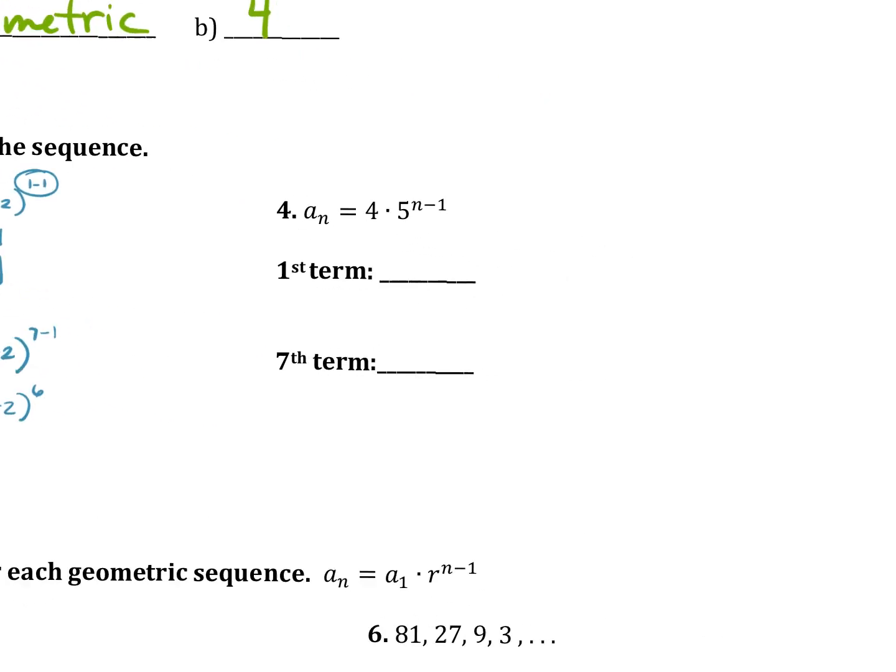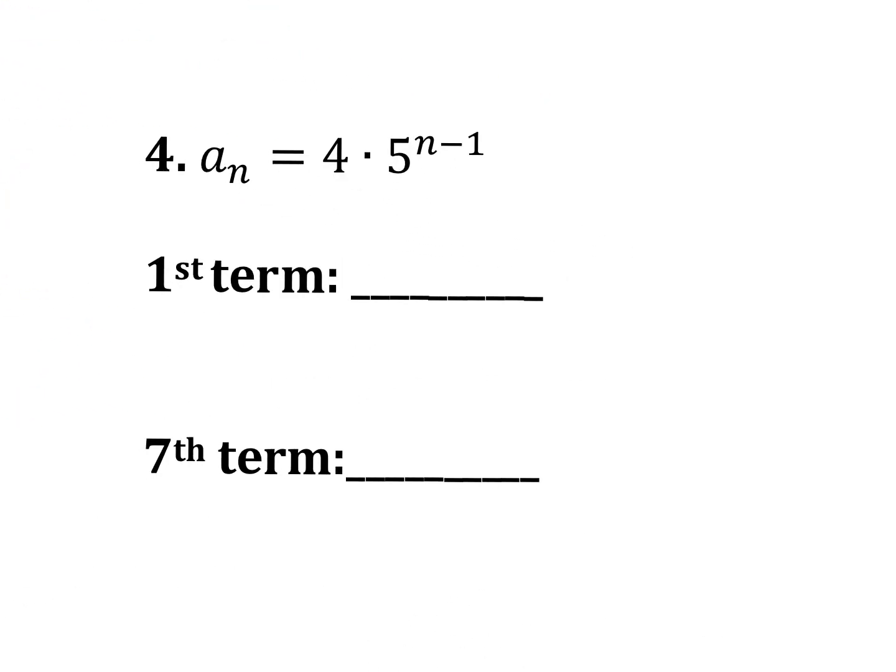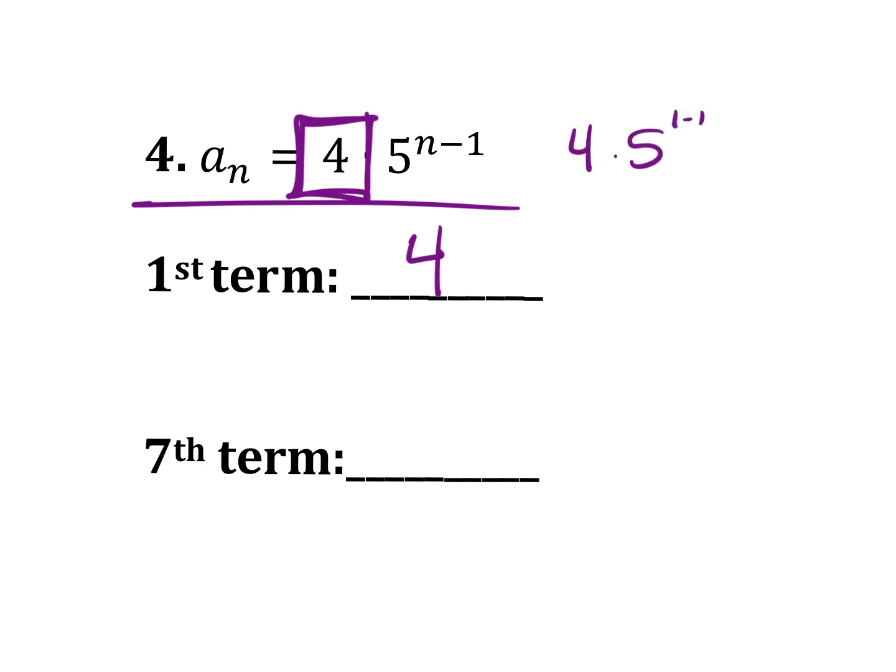Okay. Number 4. What is your first term here? What's your first term? 4. It's this number. Okay, it is the number 4. You don't have to solve a thing. If you want to, you can go 4 times 5 to the 1 minus 1 power. So that's 4 times 5 to the 0 power, which is 4 times 1, which is 4. But you don't have to plug anything in. It will always be this one right here.